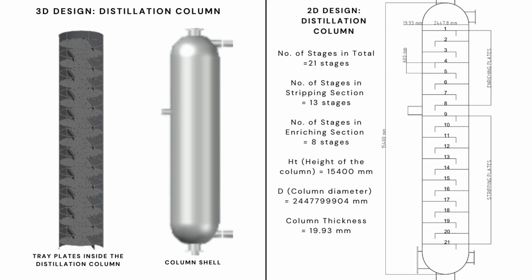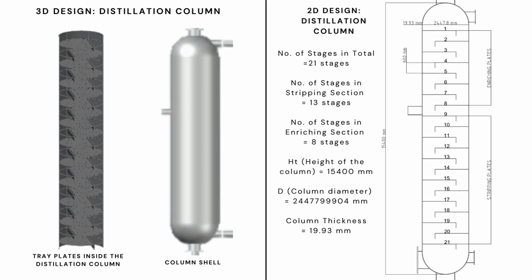In our 3D design visualization of the distillation column, we meticulously model both the column shell and the tray plates inside. This detailed 3D representation includes the column structural dimensions and the precise layout of the tray plates, ensuring accurate placement and spacing. The visualization highlights the interaction between the column shell and the internals, demonstrating how the tray plates, each with thousands of strategically placed holes, facilitate efficient liquid and vapor distribution.